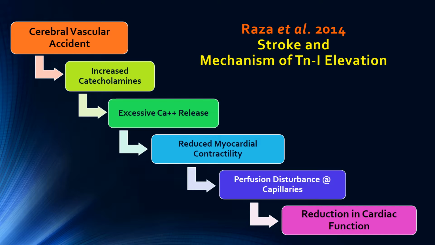They had a cutoff of greater than 5 millimoles of extracellular calcium ions, leading to the disruption of the microtubules and the eventual death of the myocardial cells. And again, you can see the result of the end of the cascade is a reduction in cardiac function.